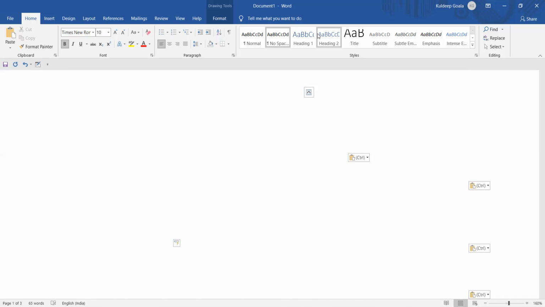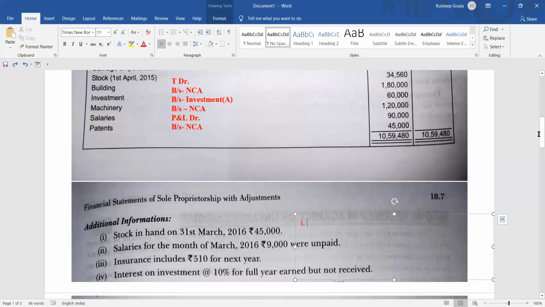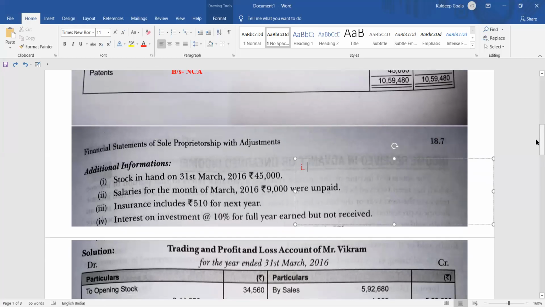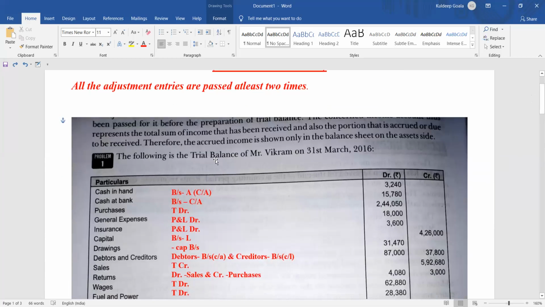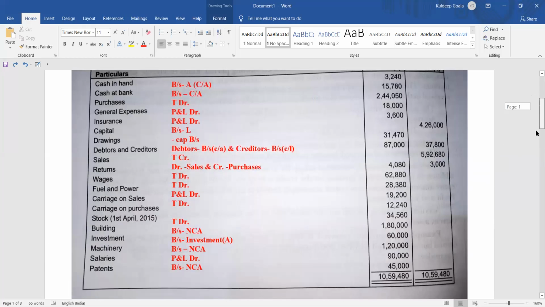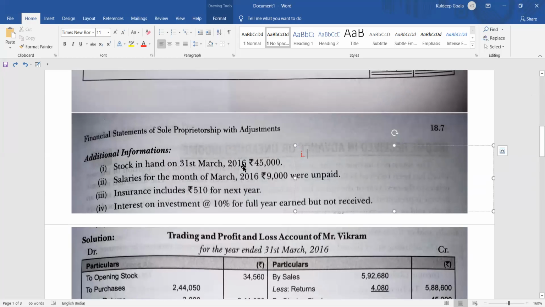Now we'll go for the adjustments. Coming to the adjustments, what we can see is that the first one is the stock in hand on 31st March 2016. As we have already seen in the information given here, the following is the trial balance of Mr. Bikram as on 31st March 2016. So this is our year ending, right? On the year ending, stock on 31st March 2016 was 45,000. So it is nothing but the closing stock.